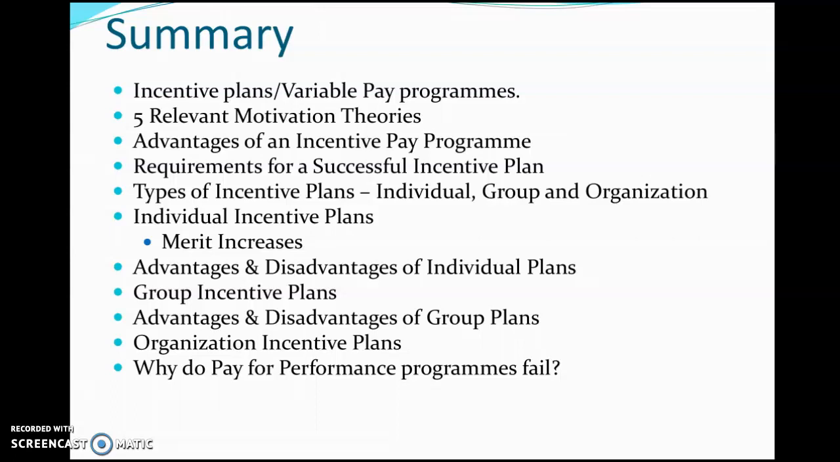What we need to do to get it right, the fact that we can actually reward at an individual level, at a team or group level, or an organizational level. And we looked at the advantages and disadvantages of all of those. That's when we touched on things like the ESOP and the profit sharing. And then finally, it's always good to understand why these things fail so that we can mitigate that by putting the things in place early on.